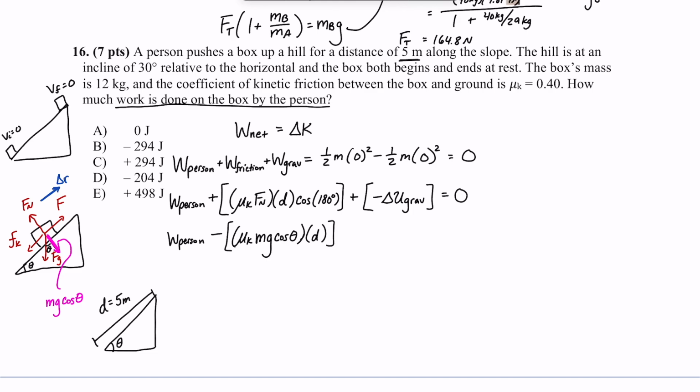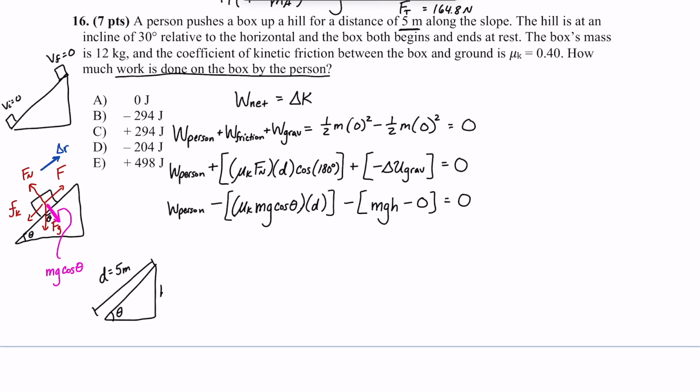For the negative change in gravitational potential energy, that's going to be equal to our potential energy at the top of the hill, call that mgh, minus the potential energy of gravity at the bottom, which would be 0. H is the height above the ground, which on our triangle would be here, and we can solve for h in terms of theta and d using sine, where sine theta is equal to opposite over hypotenuse, and therefore h is equal to d sine theta.